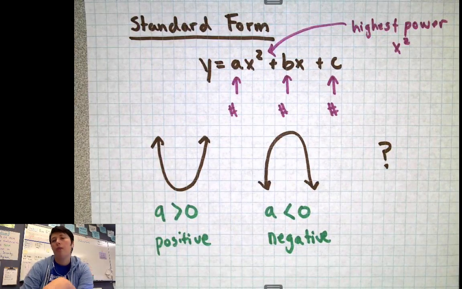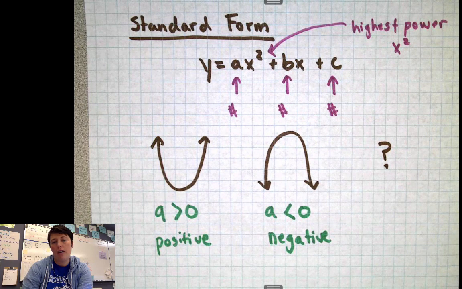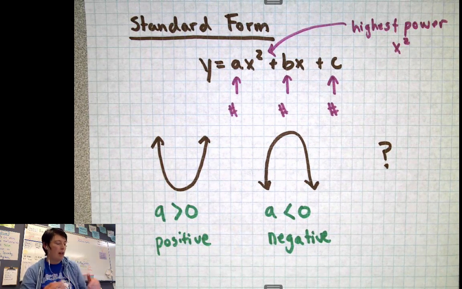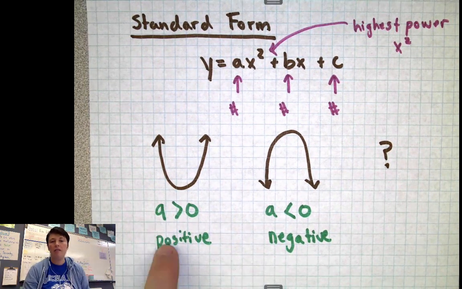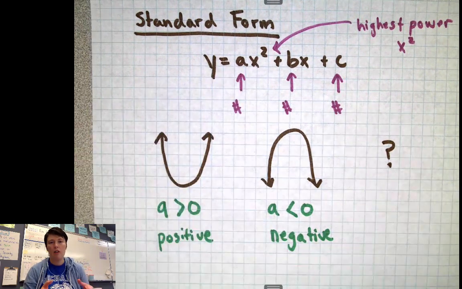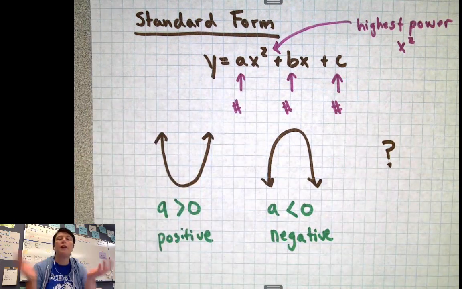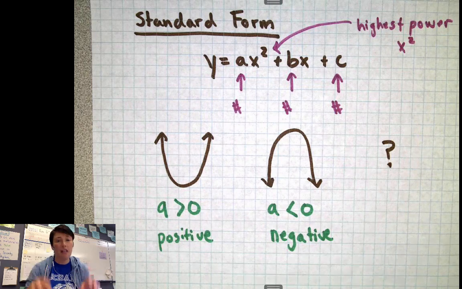All right, guys, so this pretty much is the end of our video now. The final summary is we now know that a, if it's positive, the number in front of the x squared, the coefficient, tells us that it's pointing upwards, and if a is negative, then we know it is pointing downwards.